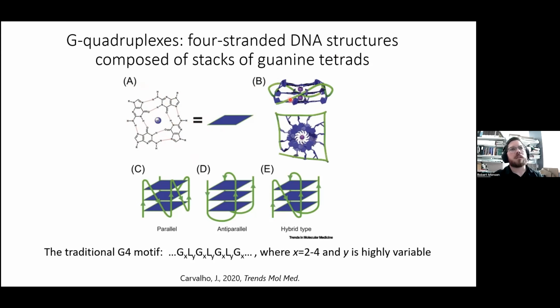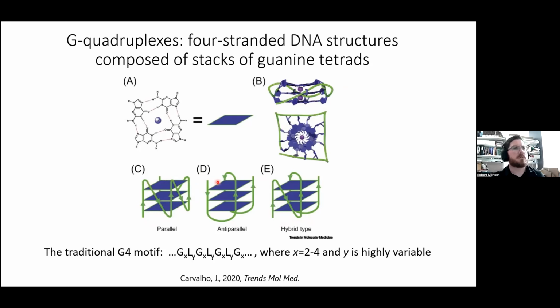So in B here, you can see just a schematic, a ribbon diagram of a parallel G-quadruplex. And then below here, you see 3 different conformations, schematics of different conformations of G-quadruplexes, with the green arrows showing the sugar phosphate backbone and its directionality from 5' to 3'.